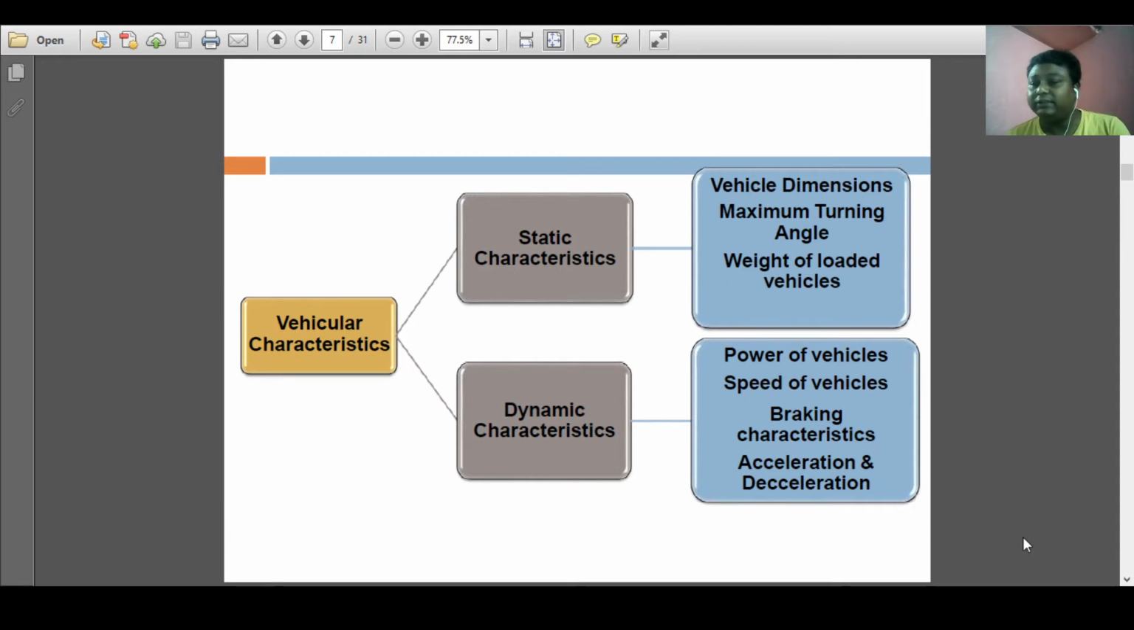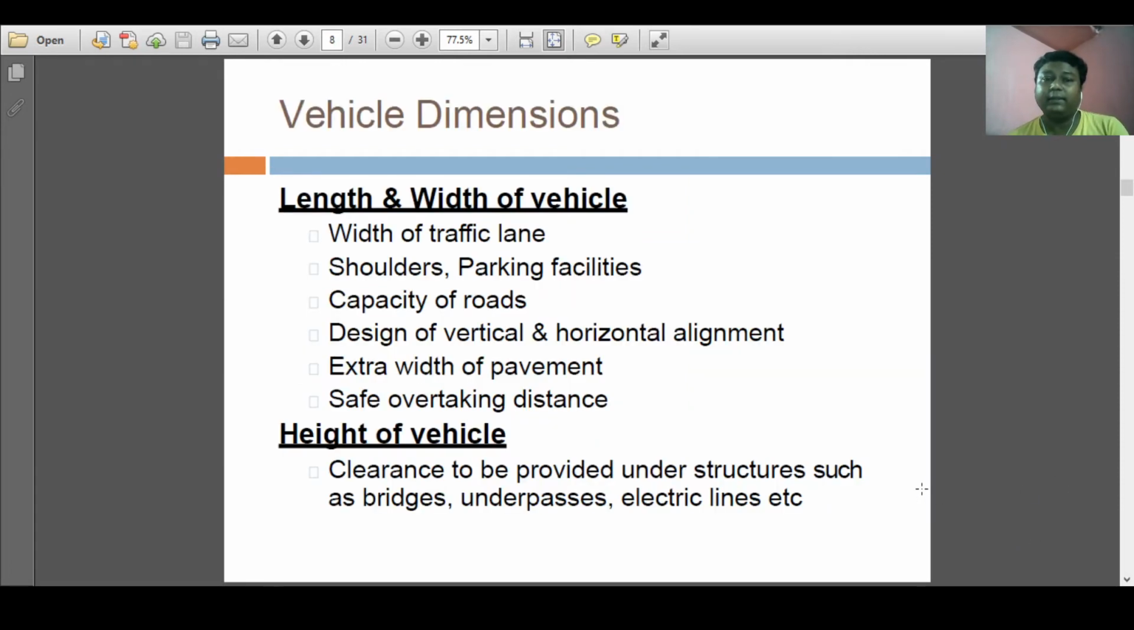And again the acceleration and deceleration. From these two terms itself you can find out that the vehicle is in dynamic condition. So these are some static and dynamic characteristics. Next we come to the vehicle dimension. By this term, vehicle dimension, we will understand the length and the width. What is the length of the vehicle and what is the width of the vehicle.